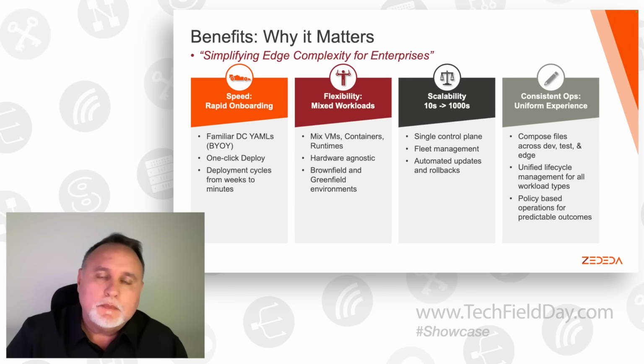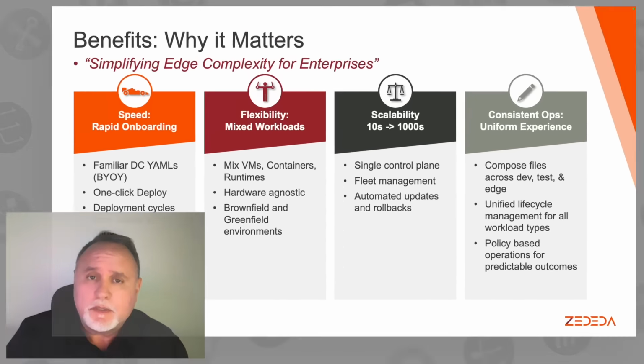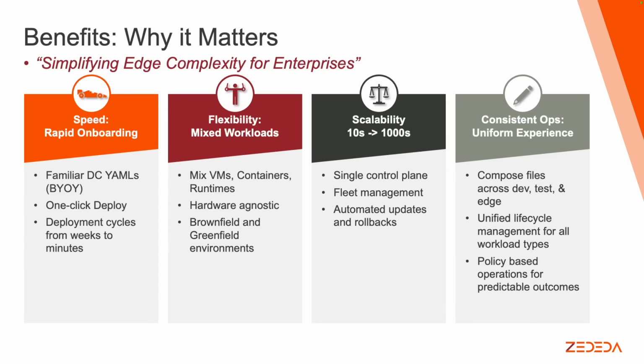So the benefits that we see, and how we make it scalable to our customers, is speed, right? Fast onboarding in minutes, with the same YAML files that they're currently using. We're flexible because we can not only support VMs and Docker Compose runtime, but also Kubernetes when needed. And then the really important part, the gap that we fill, is the scalability piece, right?